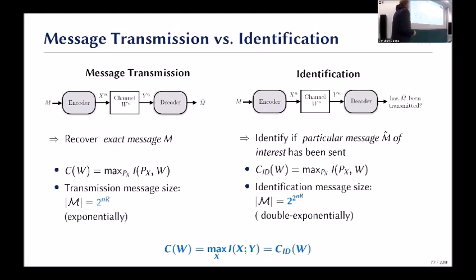So what do we have? We have here this message transmission. We want to recover the exact message, and we have the channel capacity equal to this formula, which was found by Shannon. And we have this size. Now if you look at identification, I should say the randomized case of Ahlswede and Dueck. In this case, we have the same result here, and we have 2 to the NR messages. So double exponential. The surprising thing is that these two capacities are the same.